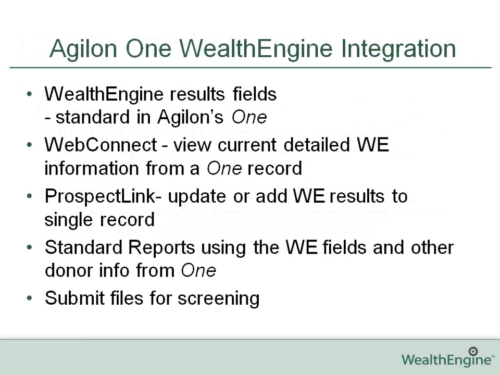The WealthEngine Agilon integration includes several features. The WealthEngine results are in standard fields in Agilon ONE. You also have a feature called the Web Connect, which allows you to access current detailed WealthEngine information from within a ONE record and update that information with a prospect link, or add WealthEngine results to a brand new record within ONE. On top of that, there are standard reports using the WealthEngine fields and other donor info from within ONE. So it will make you very effective and efficient there.